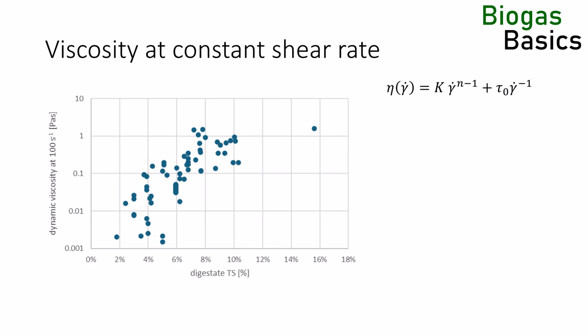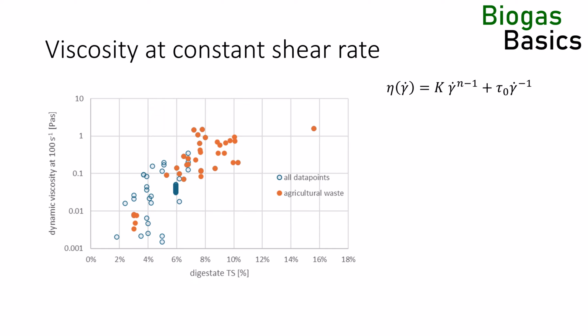We can use the parameters tau 0, K and N to calculate the viscosity for a constant shear rate. I have chosen a high shear rate of 100 per second, so the impact of an overpredicted Bingham or underpredicted power law yield stress does not have a high influence on the viscosity. Again, we can see a correlation between the logarithm of viscosity and TS, but the data points are spread in a window of roughly plus minus 2% in the TS or plus minus 1 order of magnitude for the viscosity.